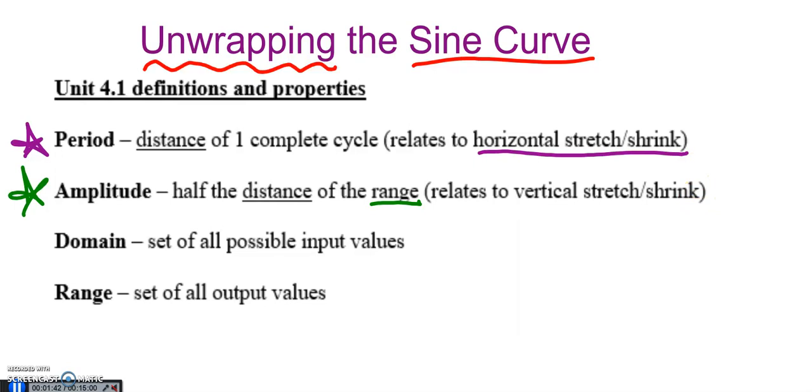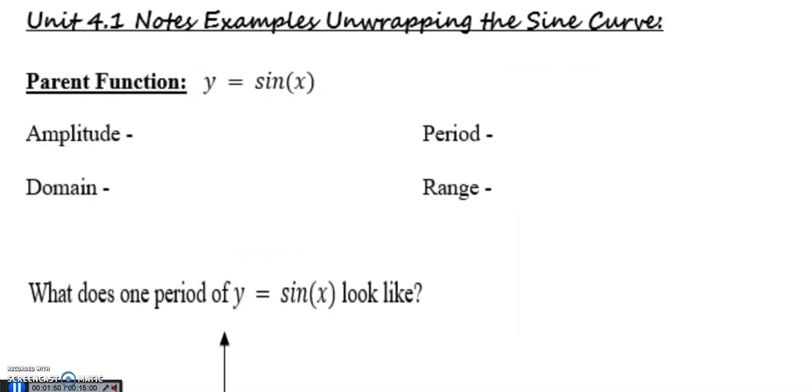The domain we've studied before: the set of all possible input values, and the range is the set of all output values. All right, so thinking about our parent function of sine x, y equals sine x. This is like having y equals f of x, your most basic sine function. The amplitude is half the distance of the range, which we'll get to in just a second. The period is how long it takes to complete one cycle. And the domain and range are the inputs and outputs. In order to get the amplitude, we need to find half the range. So let's start with this domain and range concept.